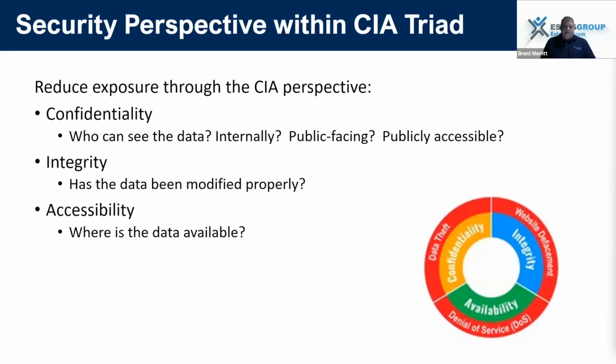Now, the CIA triad. So you've got confidentiality, integrity, and availability. With the CIA perspective, confidentiality is who can see your data internally, because you have 2 types of customers. You have external customers, and you have internal customers. Internal customers would typically be your employees. Who can see that data? How much of that data is public facing? How much of it is publicly accessible?